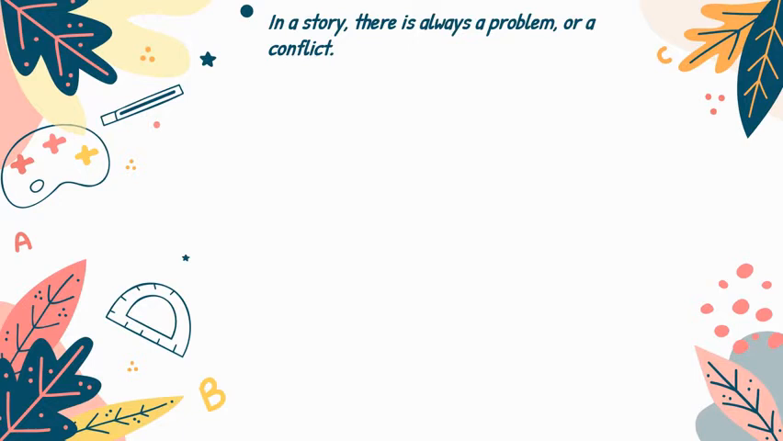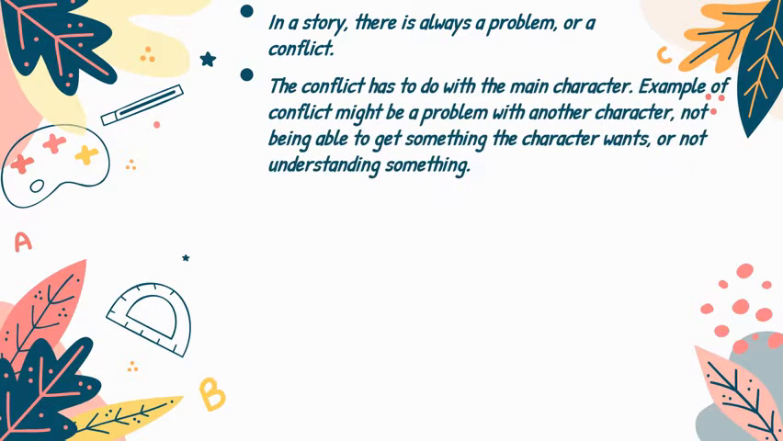In a story, there is always a problem or a conflict. The conflict has to do with the main character. An example of a conflict might be a problem with another character, not being able to get something the character wants, or not understanding something.